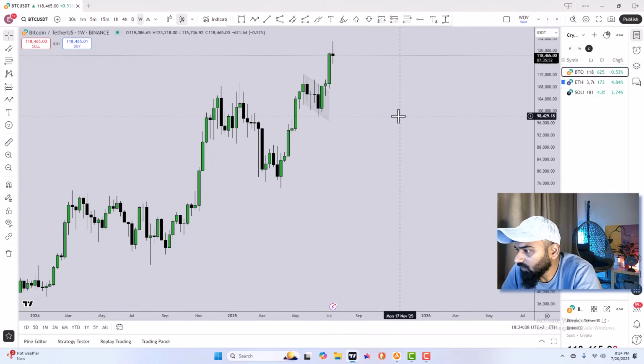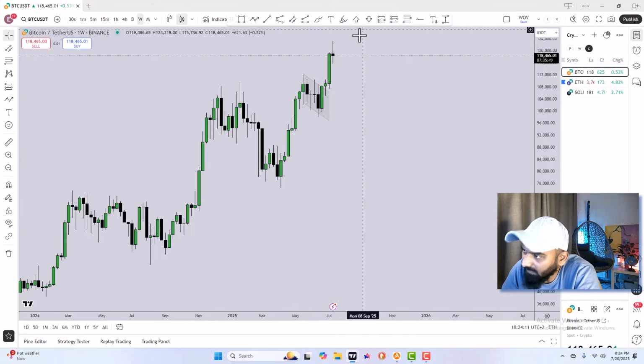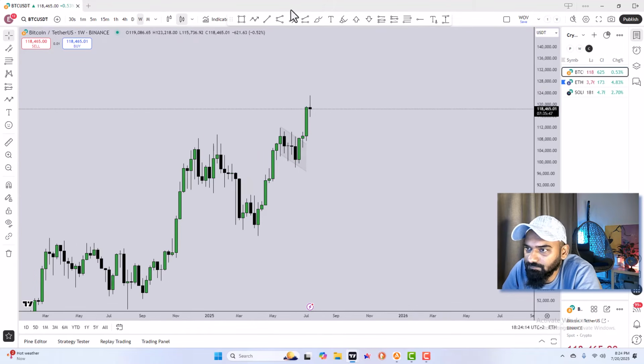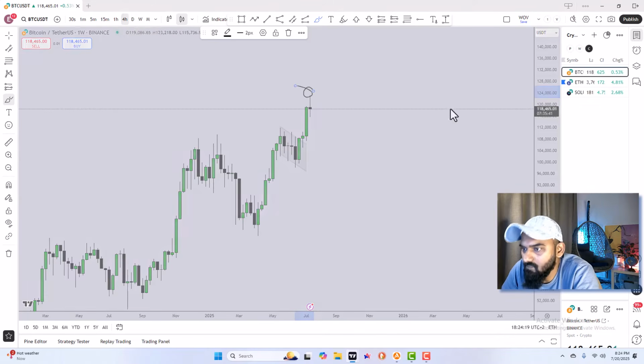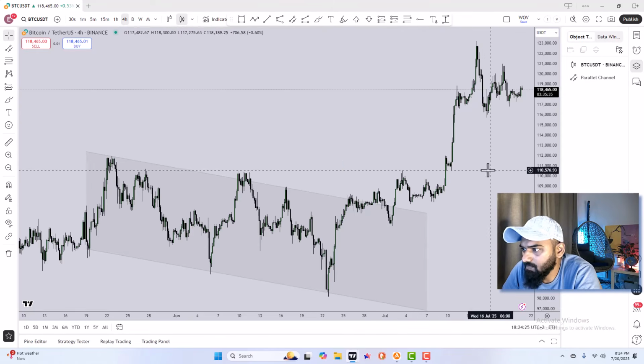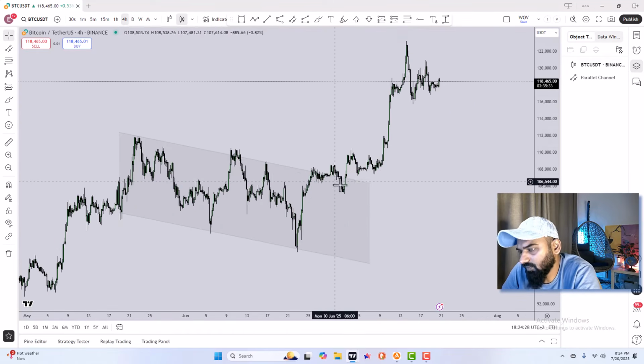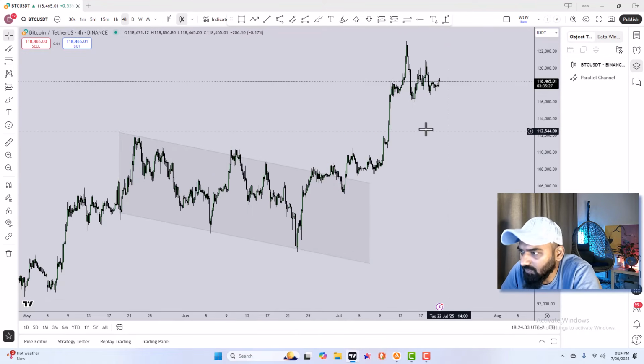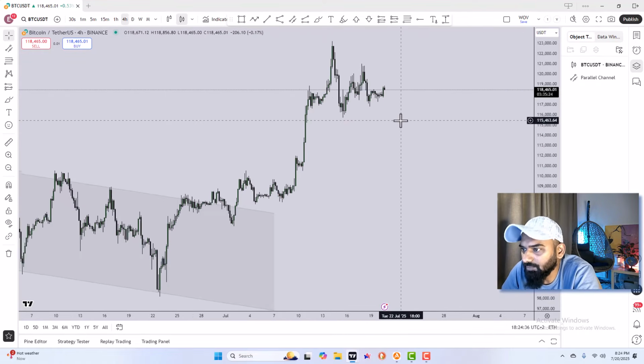On recent weekly outlook, BTC has made a new high on 4-hour after breaking of this particular consolidation area. It has not looked back, started to go up.